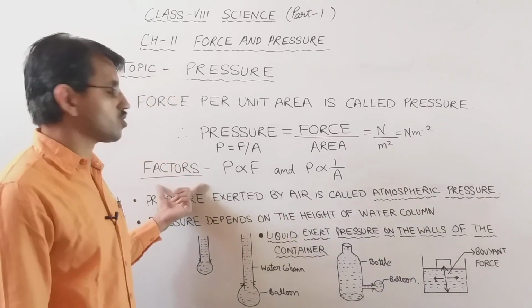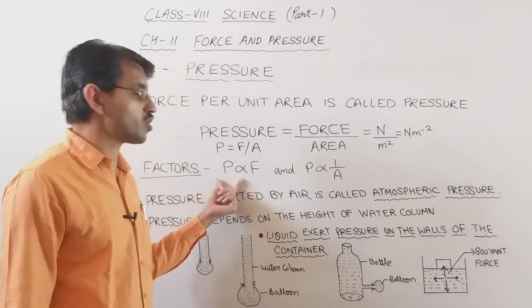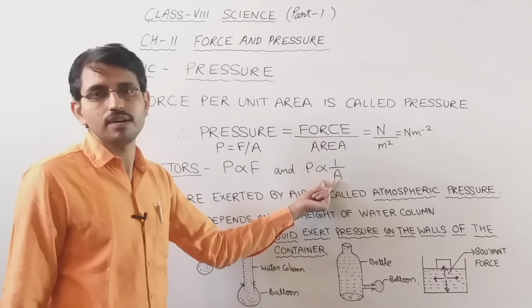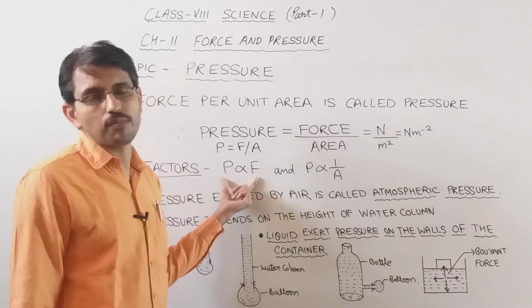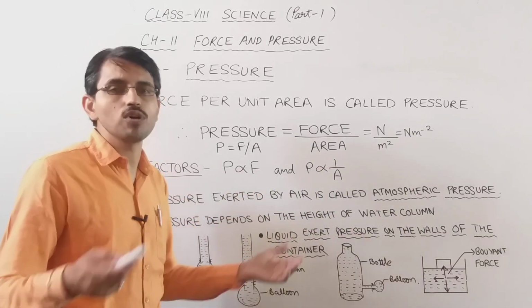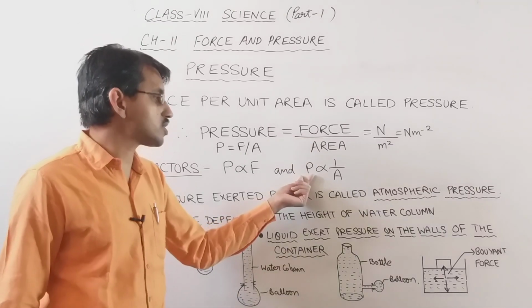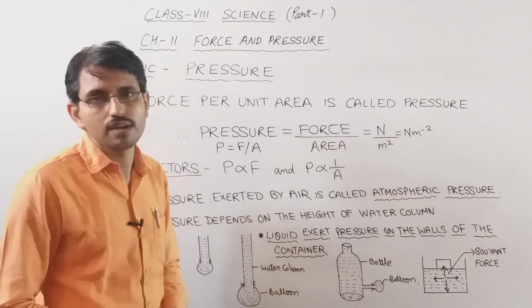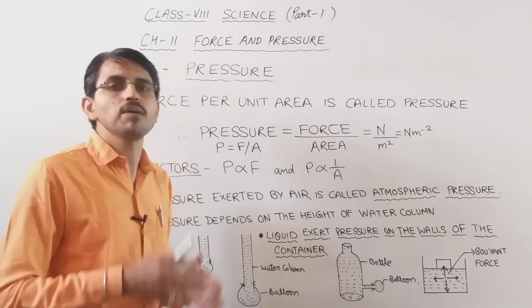Now what are the factors on which pressure depends? Pressure depends on two factors, force and area. Pressure is directly proportional to applied force. More the force, more will be the pressure. While pressure is inversely proportional to area. Larger the area, lesser will be the pressure on it.